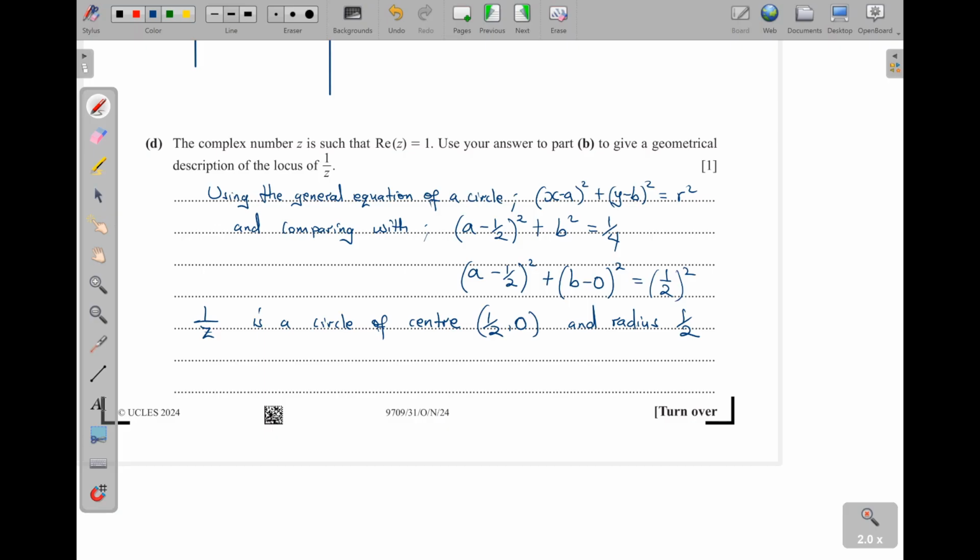Remember, the locus is a region where the points lie. It can be a straight line, it can be a curve. The straight line can be a perpendicular bisector, and many others. Okay, it can be a half line, like that.